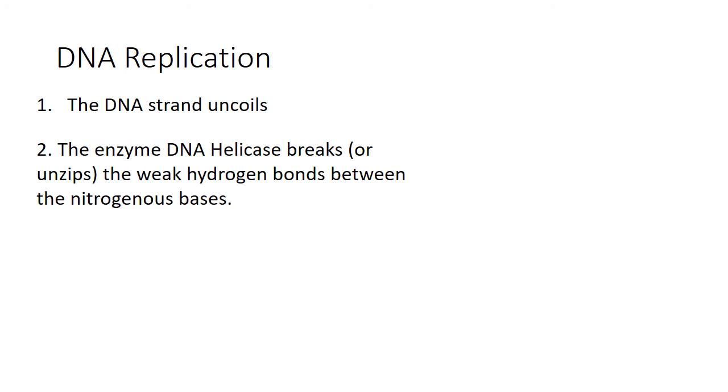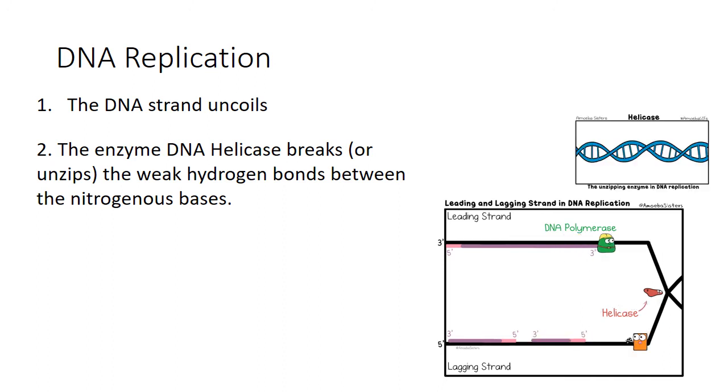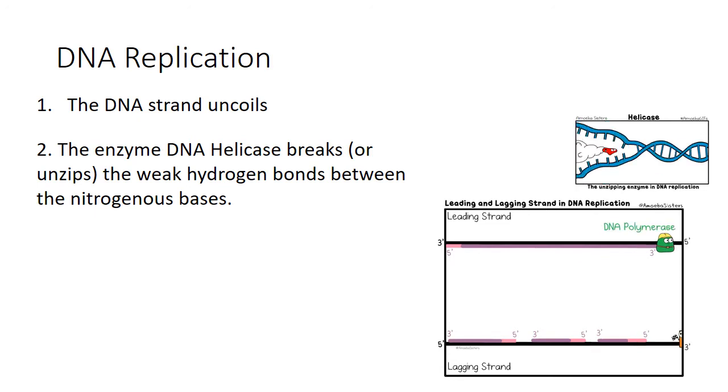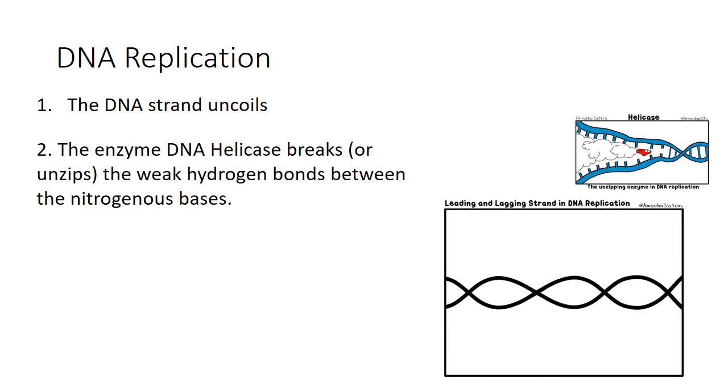DNA replication happens in a four-step process. The first thing that's going to happen is your DNA strand is going to uncoil. Once it's uncoiled, the enzyme DNA helicase will unzip your DNA strand. Basically, it breaks apart the hydrogen bond, much like unzipping a pair of pants. It's going to break the hydrogen bond between the nitrogenous bases so that all your A's, T's, C's, and G's detach and are exposed.